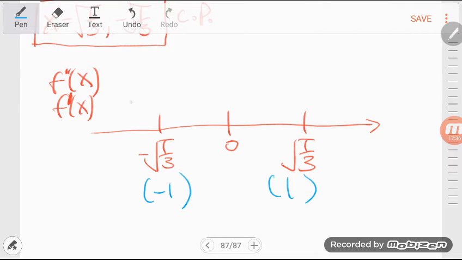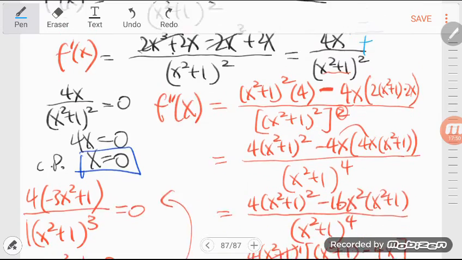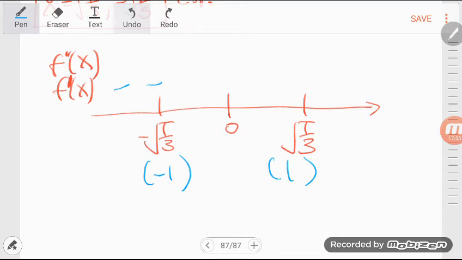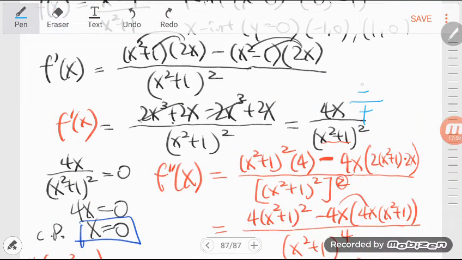Okay? Oh, sorry about that. And for 1, if I put the 1 in here, then I will get positive on the top and positive at the bottom. So overall will be positive. So this is positive throughout. Yeah? So that's it. That's it for my first derivative.